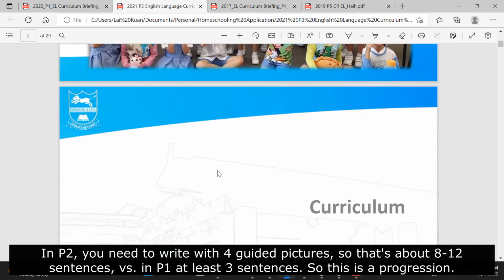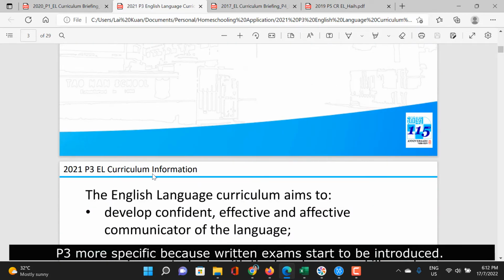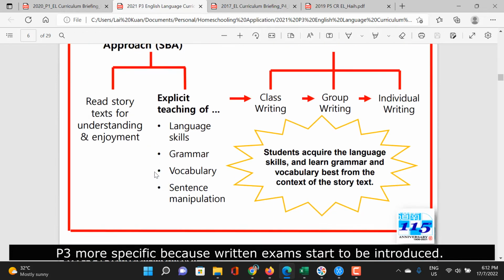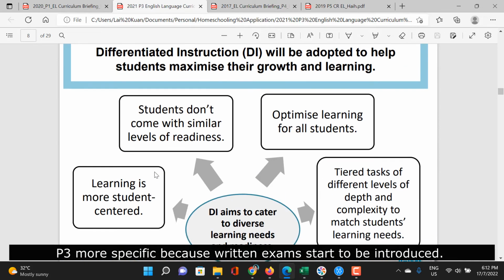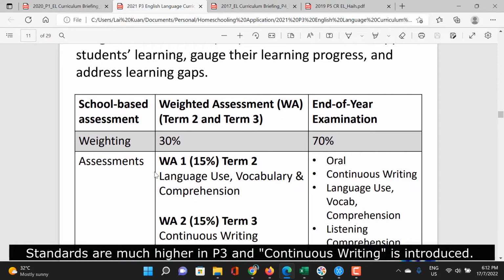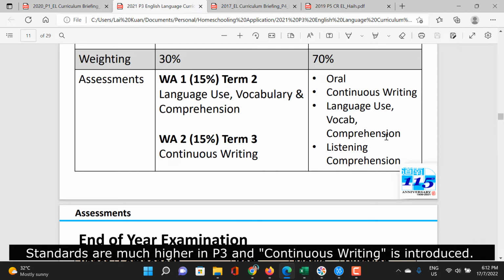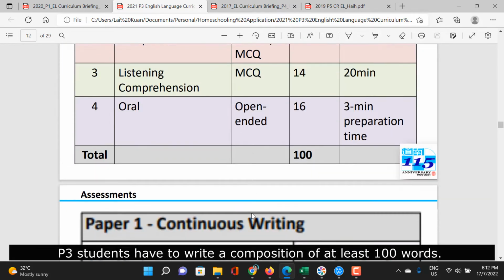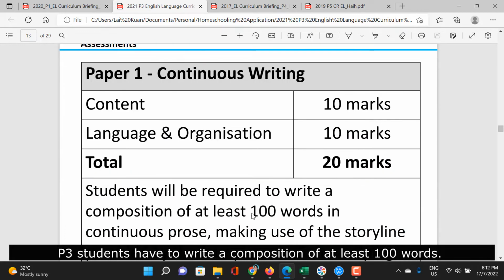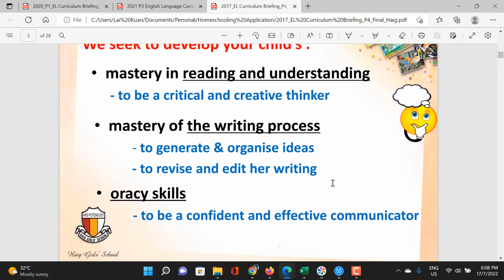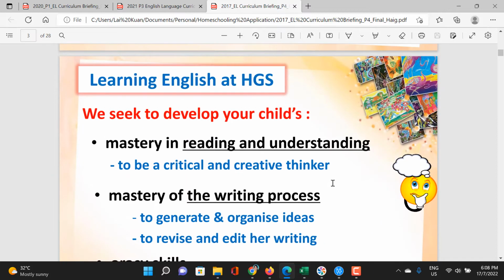Primary 3, I will show you again. Primary 3, they are more specific, because primary 3 is when written exams start to be introduced. So here the standards definitely are much higher, you will see. So here there's quite continuous writing. You start to be tested on continuous writing. That means you write a piece that really makes sense, a composition of at least 100 words. So P3, you start to introduce writing composition of at least 100 words, right? You can see that.